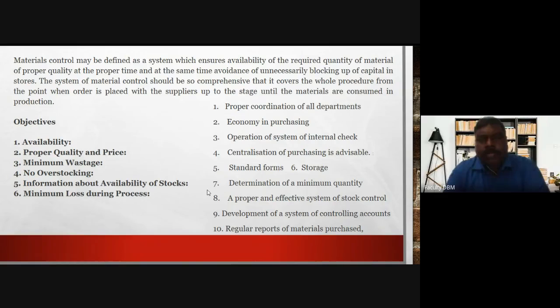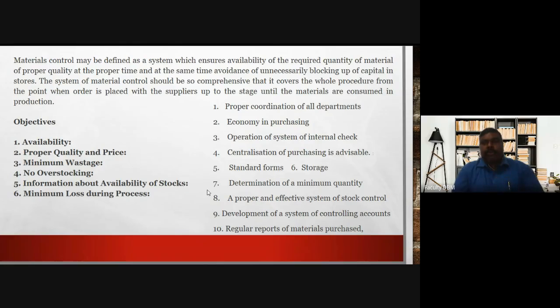All departments, the proper coordination should be there so that the information we are going to draw from each and every department will be very useful in maintaining the stores and economy in purchasing. So we have to see what is the best in quality and less in prices, competitive prices, that we have to see and purchase.